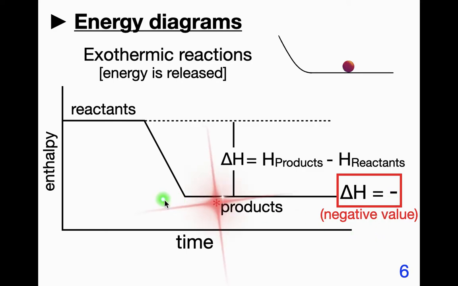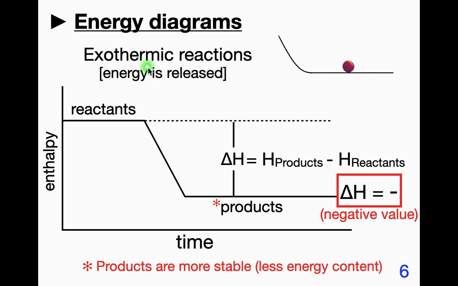Okay, now another thing here, for an exothermic reaction, products are more stable because they have less energy content. So it's like the ball here is more stable below after it rolls down than it was above. When it was above, it had a certain amount of energy. And when you released it, it rolled down. But once it rolled down, it stabilized. That's the case for an exothermic reaction. The products are more stable. They have less energy content.